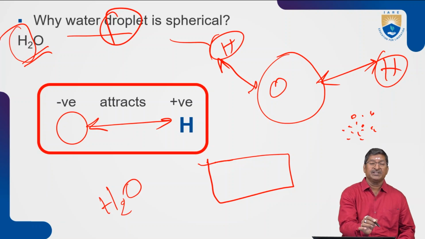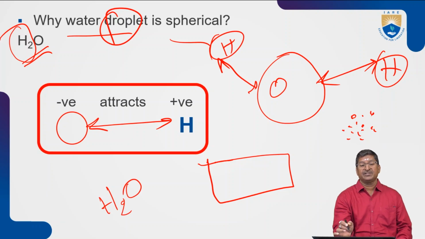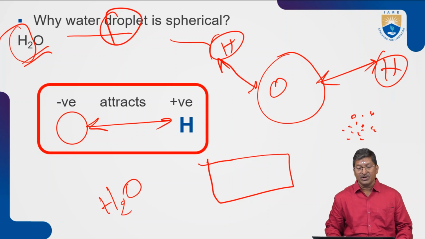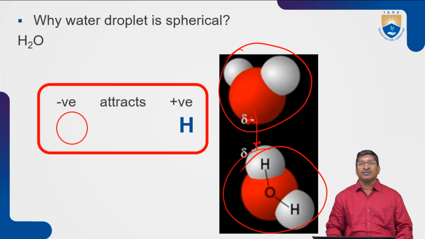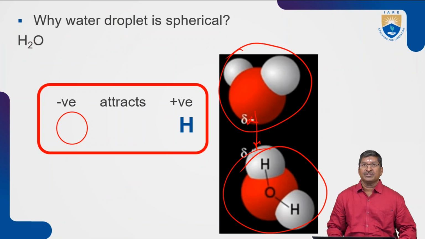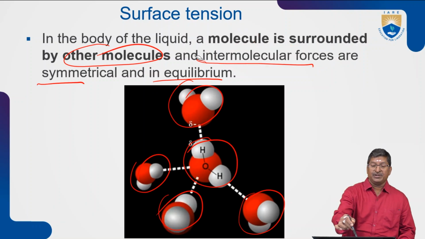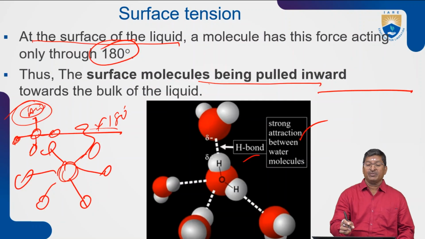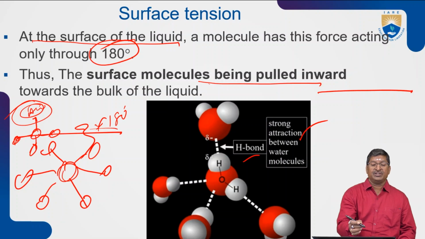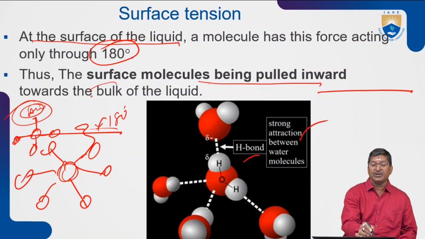So the water molecule is nothing but oxygen and hydrogen. Oxygen is having negative polarity, so it attracts the two hydrogens. It is becoming a molecule, a water molecule. And all the water molecules will have attraction between each other, which is called intermolecular force. Because of this force, the water will become spherical in shape. So water molecules will be pulled towards inside the bulk of the liquid.